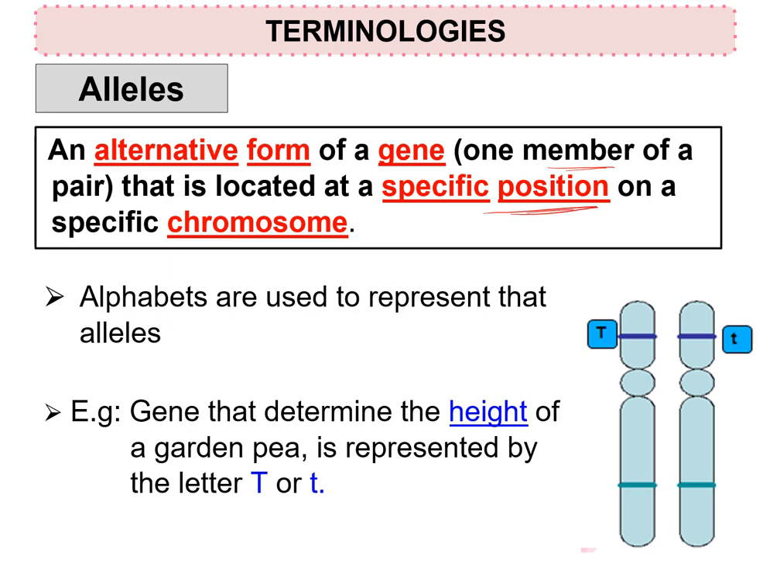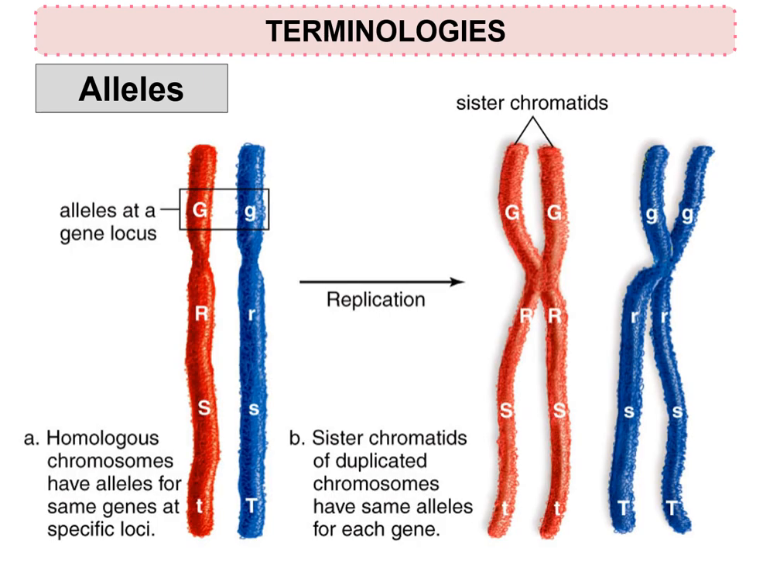For example, gene that determine the height of a garden pea represented by letter T, or T capital, or T small t, because alphabets are used to represent that allele. So allele is a representation of a gene. So allele can be single letter, either capital or small letter. When the alleles pair together, it will make up a gene.